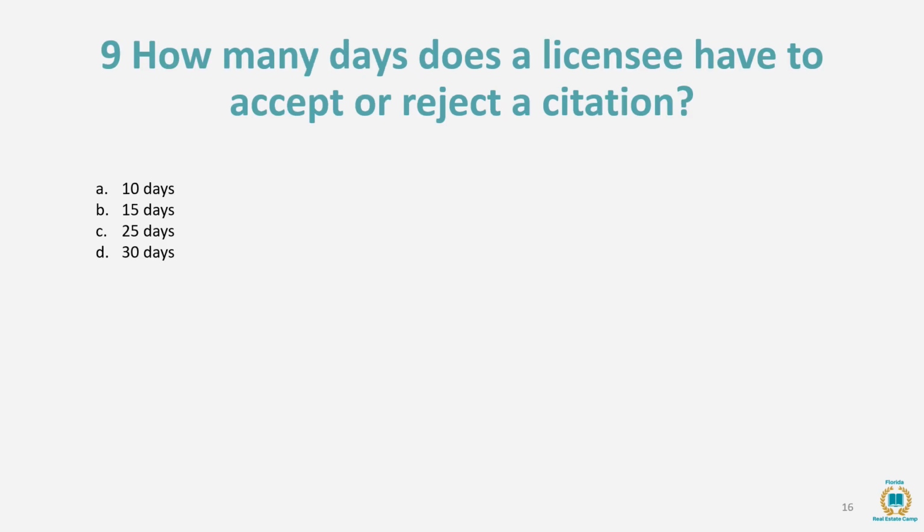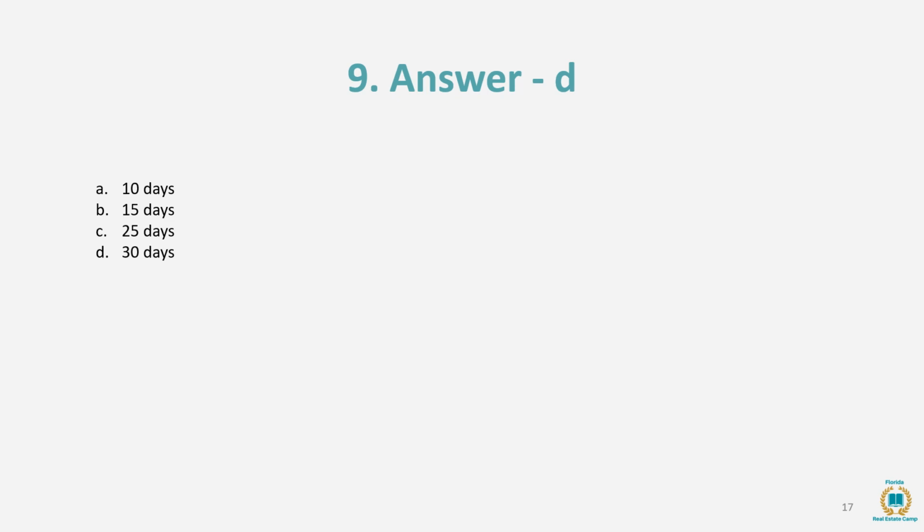Number 9. How many days does a licensee have to accept or reject a citation? Is it A, 10 days, B, 15 days, C, 25 days, or D, 30 days? The answer is D, 30 days to accept or reject a citation.